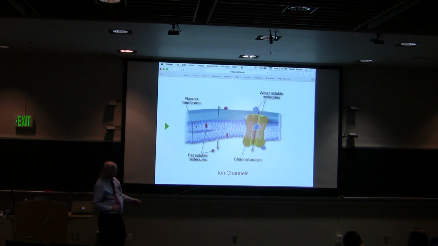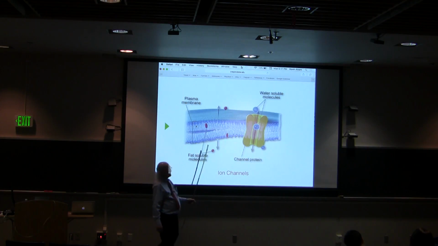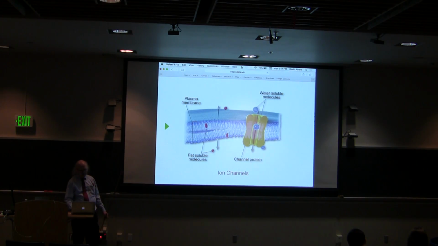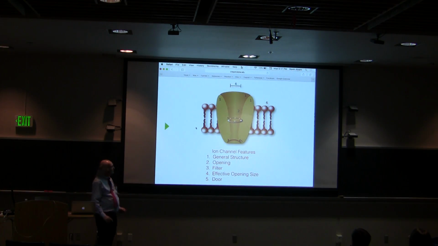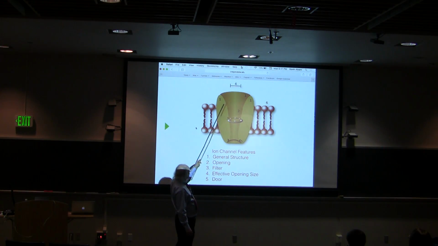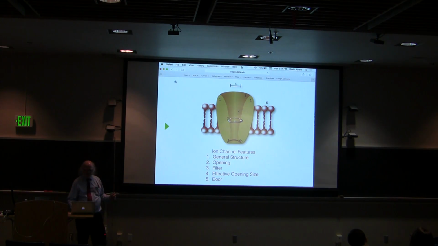Okay, ion channels. Ion channels are basically designed to allow ions to move fairly freely through them. They allow very rapid movement because they don't involve protein shape changes, as some of the systems do. I showed this to indicate an ion channel and the various structural features that it had. I'll let you just go through that. That's pretty straightforward, I think.